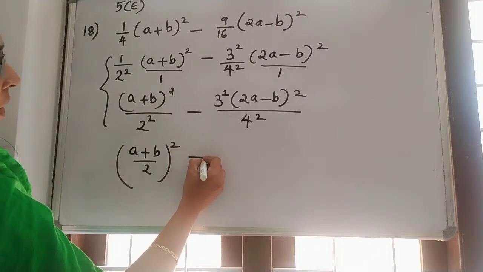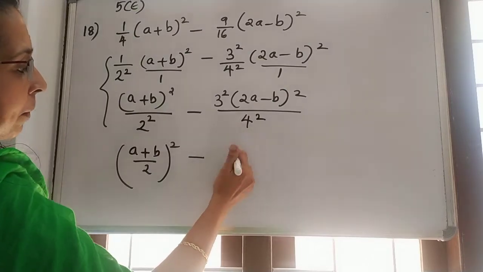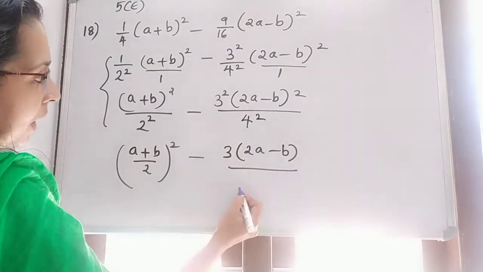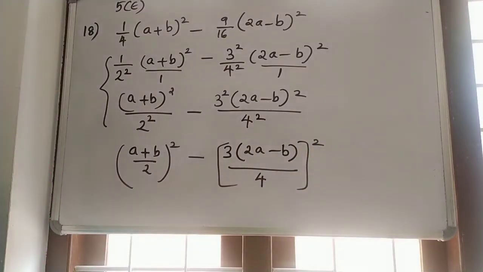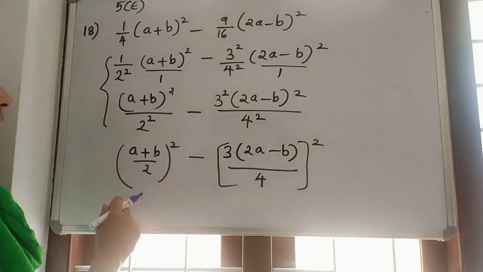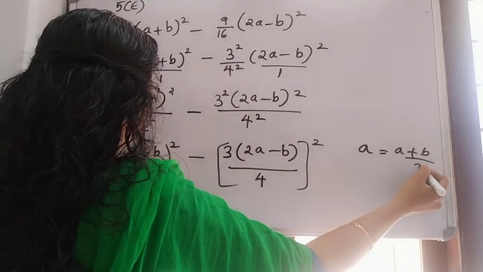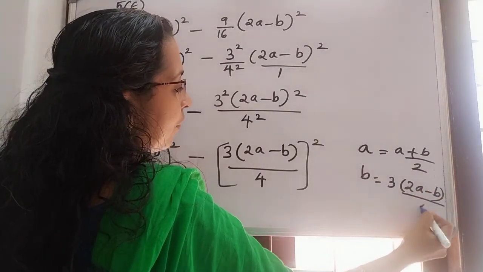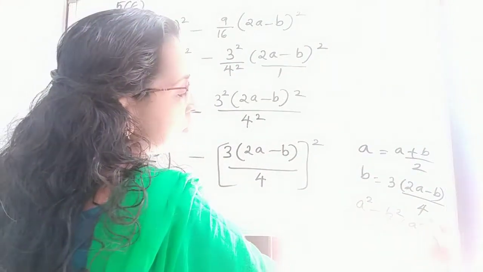Same way here minus 3 square 2a minus b whole square, separate squares, no? So we can combine that. So it will be 3 into 2a minus b divided by 4 the whole square. This is in the form of what? A plus b into a minus b, that is a square minus b square, where a is equal to, here a is equal to what? Here a is equal to a plus b by 2 and b is equal to 3 into 2a minus b by 4, that is in the form of a square minus b square is equal to a plus b into a minus b.